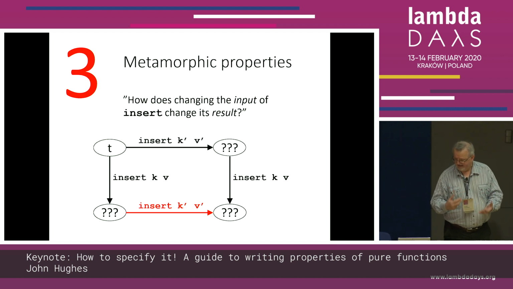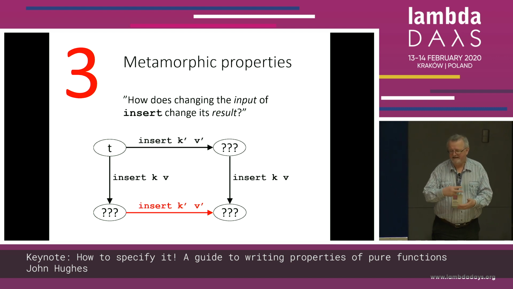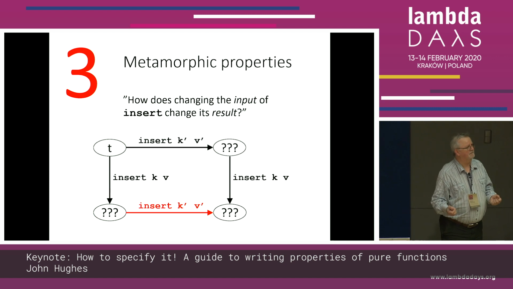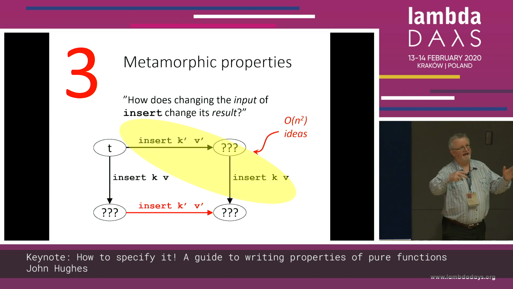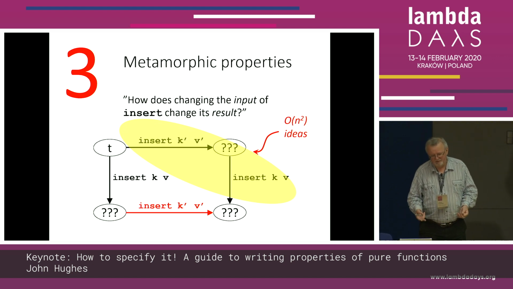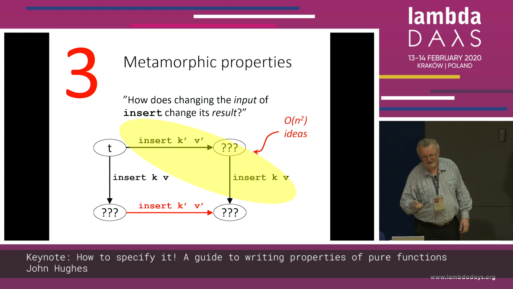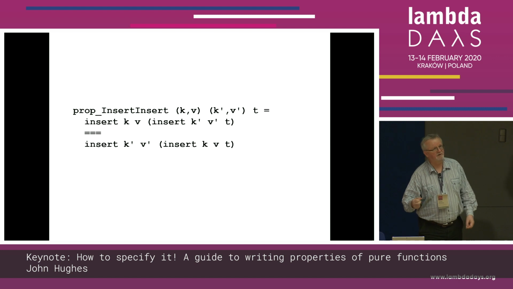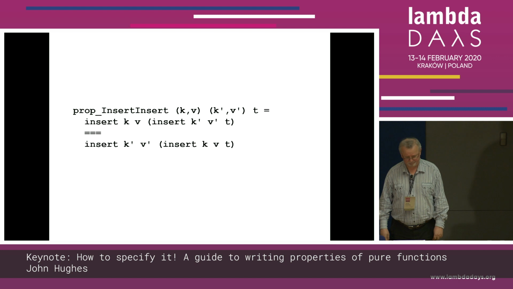So I want to think about how many property ideas I can get with this approach. If I've got n operations to test, and if every operation can be used to modify an input, then I get a quadratic number of test ideas. So that's great. This is a really fertile source of ideas for writing properties.